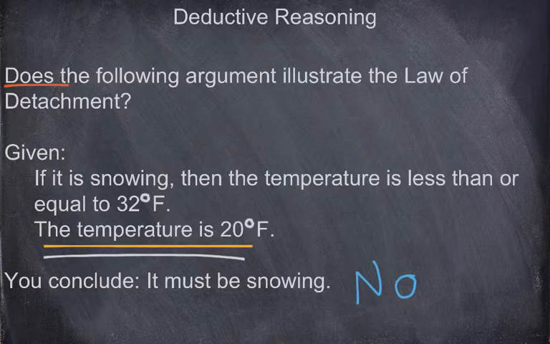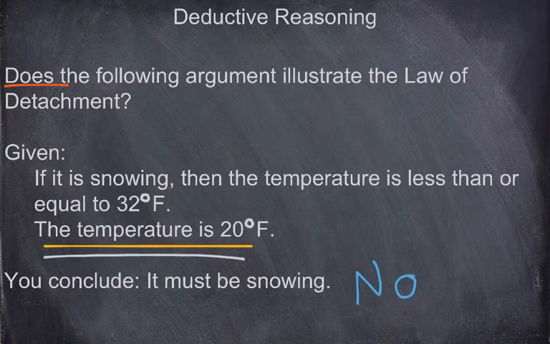Because if it's 20 degrees Fahrenheit, that doesn't mean it's snowing for sure. Could it be snowing? Sure, but it's not guaranteed that at 20 degrees Fahrenheit it will be snowing. Now, to make this true, if the second sentence were to say it's snowing, then that does follow the law of detachment, and our conclusion would be that it is equal or less than 32 degrees Fahrenheit.